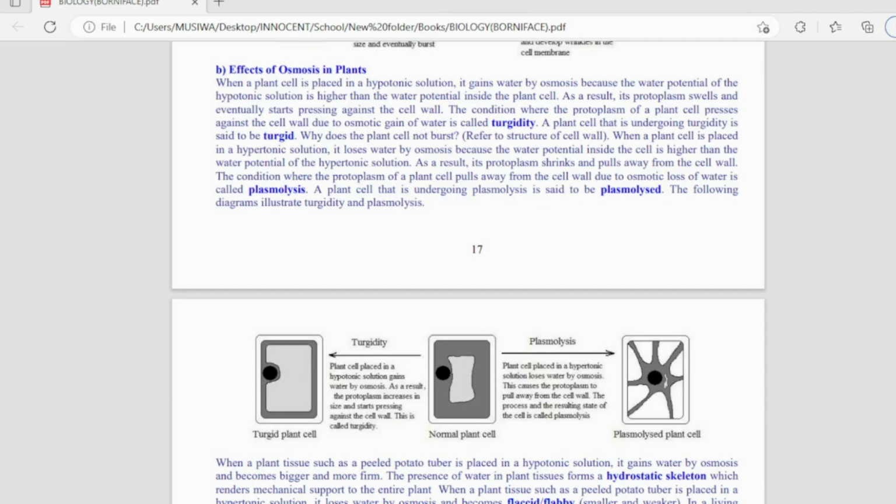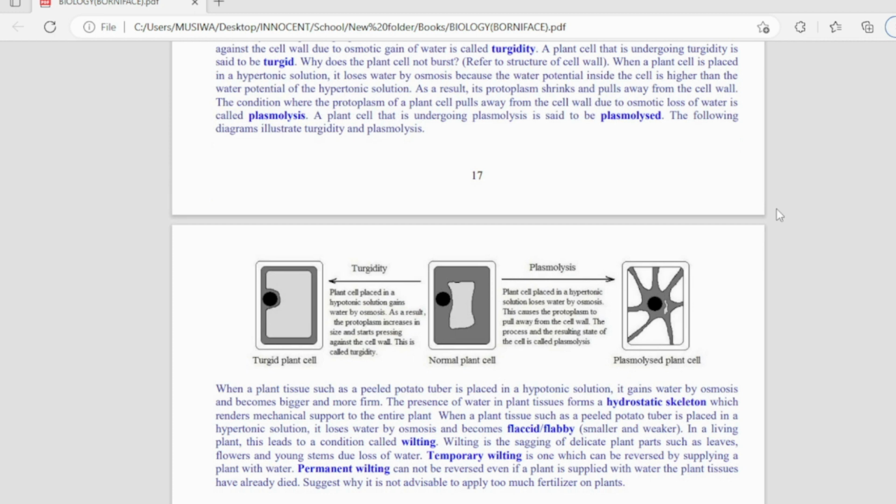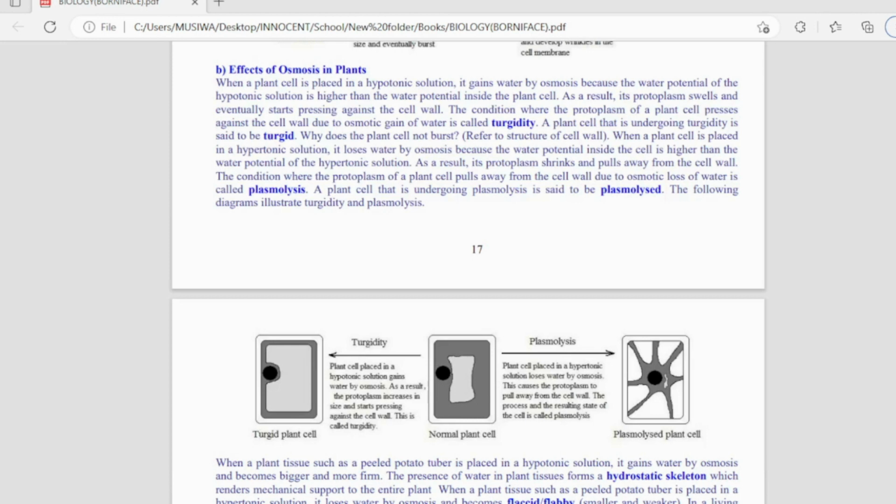And after it gains a lot of water, the cell becomes bigger and it eventually starts pressing against the cell wall. And the other thing is, when a plant cell is placed in a hypertonic solution, it loses water by osmosis. As a result, its protoplasm pulls away from the cell wall. The condition where the protoplasm of a plant cell pulls away from the cell wall due to osmotic loss of water is called plasmolysis. So this is a quick demonstration of how plasmolysis takes place.